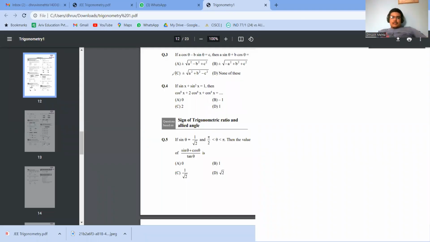First question. If a cos theta minus b sin theta is equal to c, then a sin theta plus b cos theta is equal to dash. And we have these three options. See, in the options we have a square, b square, c square in all options. How can we create these squares? A square, b square, c square कैसे create करें?